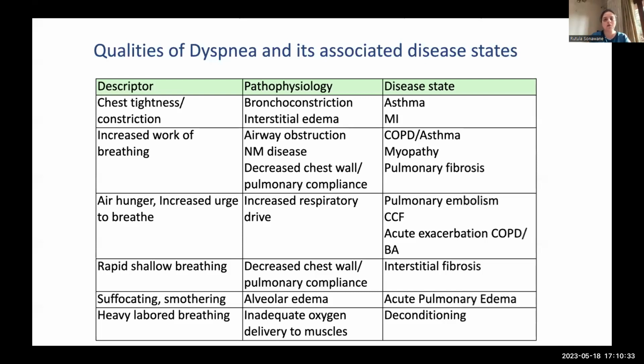Air hunger, or increased urge to breathe, is basically increased respiratory drive. So think of pulmonary edema, cardiac failure, and acute exacerbation of either COPD or asthma. Rapid shallow breathing is usually seen in interstitial fibrosis. The smothering or suffocating sensations can be seen in pulmonary edema, and heavy labored breathing can be because of deconditioning of the muscles as well.